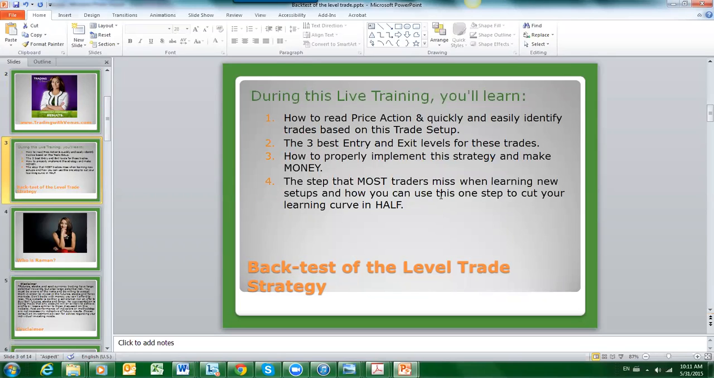For this trade setup, the backtest of the level trade, we look at the 3 best entry and exit levels for these trades, and where you can take the trades and actually have profits using those. Then I will show you how to implement this strategy and, more importantly, how to make money using it. We'll also look at the final step that I believe most traders miss when learning new setups, and how you can use this one single step to really cut your learning curve in half.